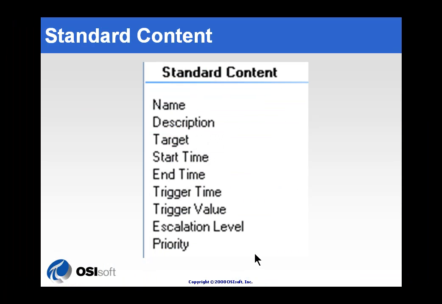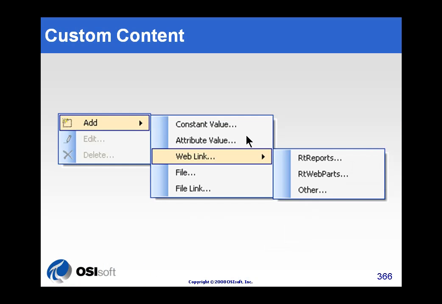Now, in addition, there is some custom content that can be added. So things like adding constant values, adding an attribute value, adding a web link, something that's going to go out and make a link to either something in RT Web Parts, for example, or just some external link. You can do that. And you can also send file attachments or just links to files that are somewhere stored commonly in your network using a UNC reference.